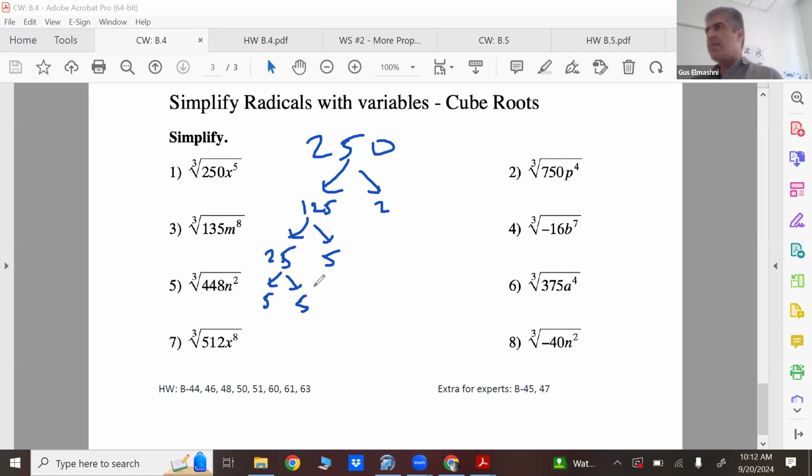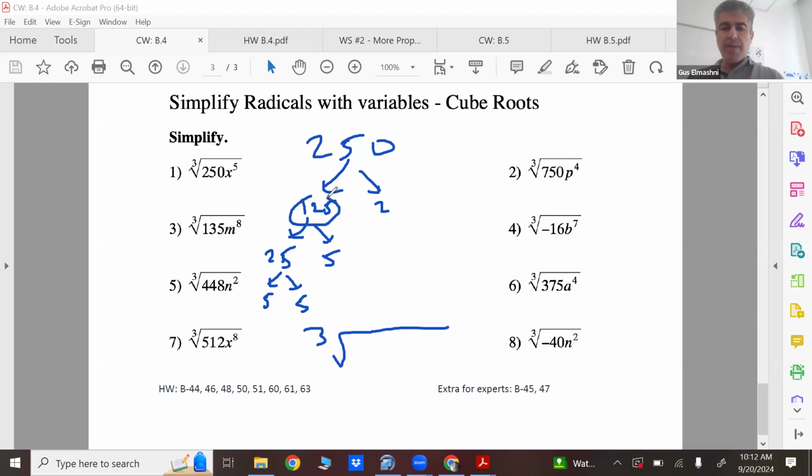Now here's the thing. The landscape has changed. It's not square root anymore. It's cube root. I want 3 identical numbers, not 2 anymore. Because remember, 64 is cool for square. That's 8 and 8. Or 4 is cool. It's 2 and 2. 9 was cool. That's 3 and 3. I need 3. Do I have 3 identical numbers here? I do. What is it? 5.